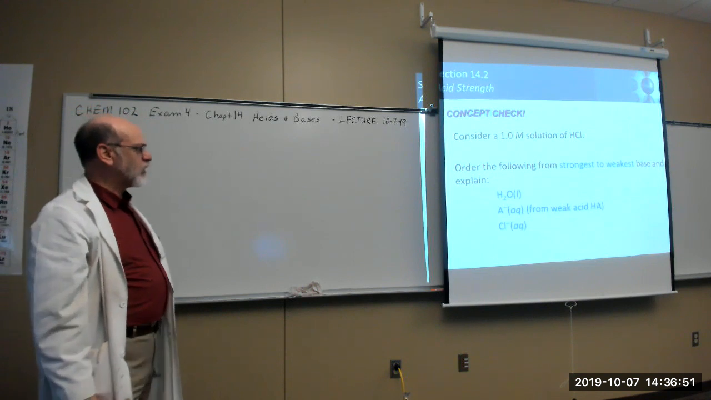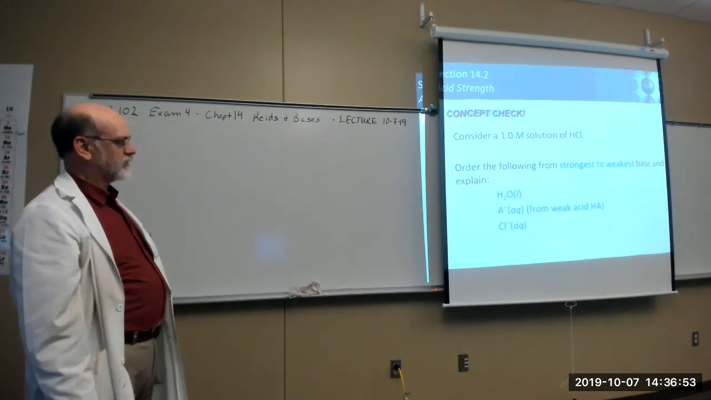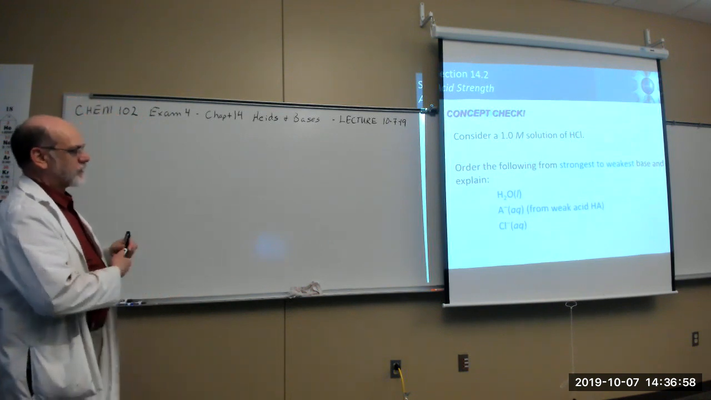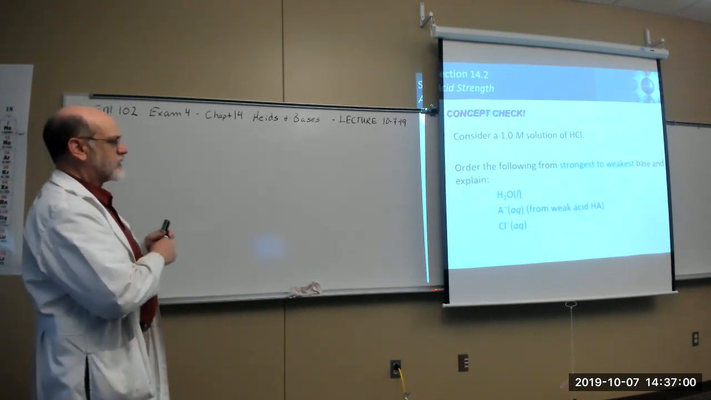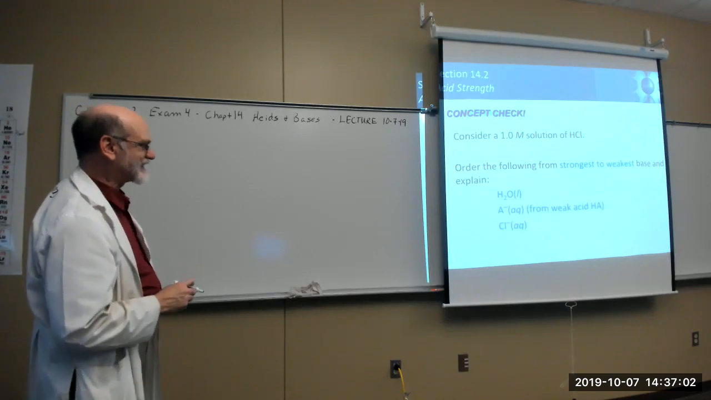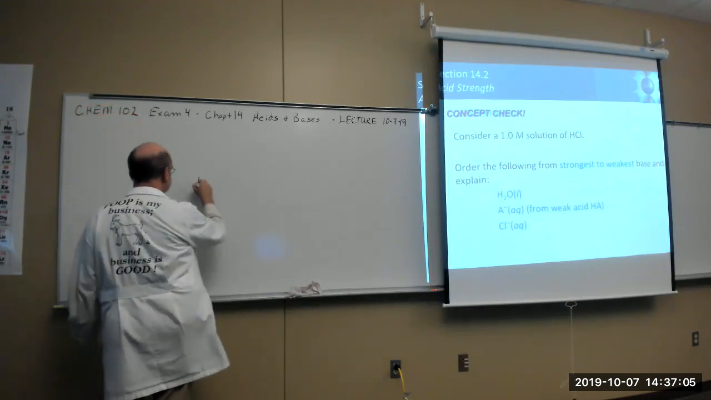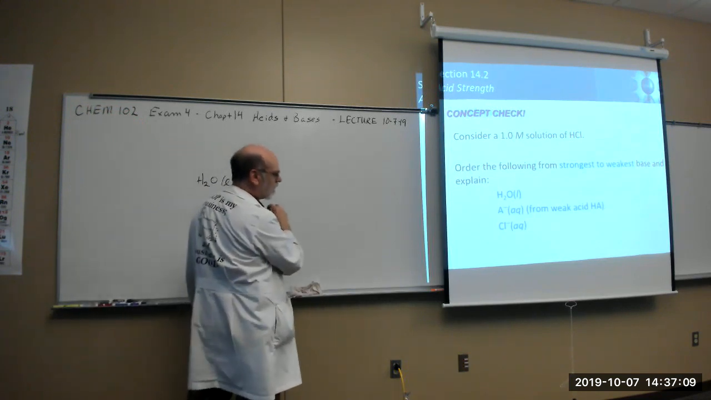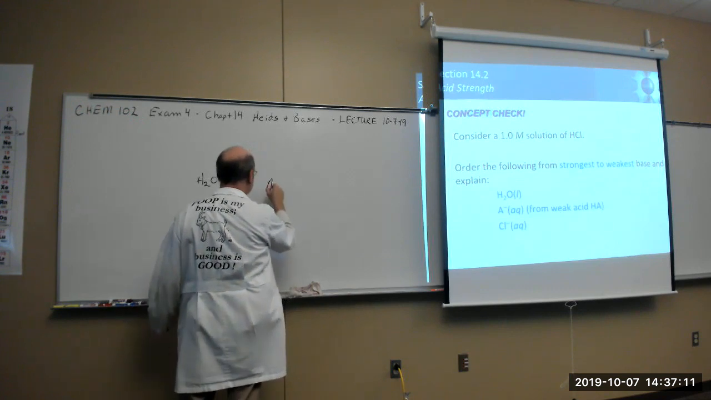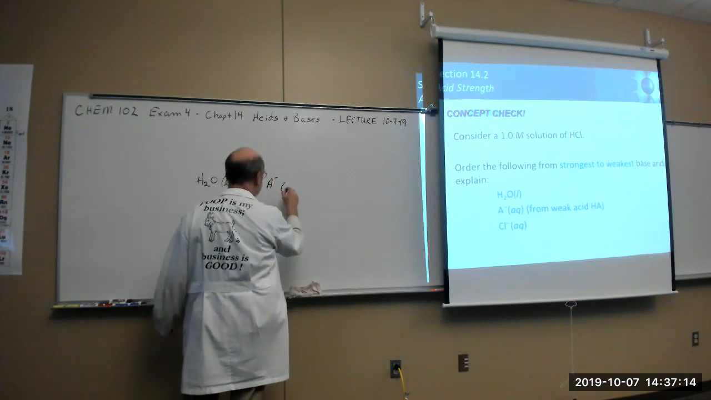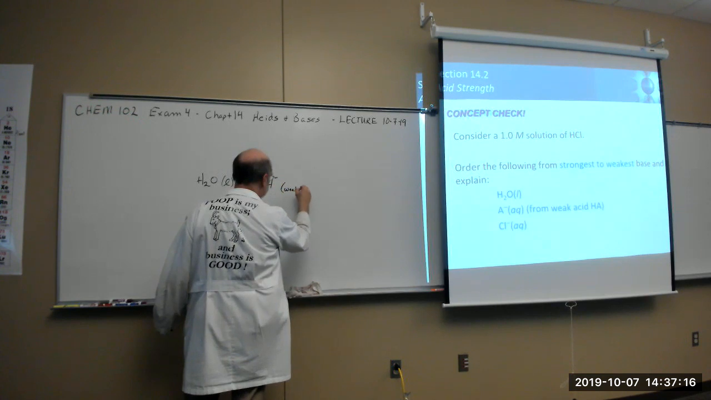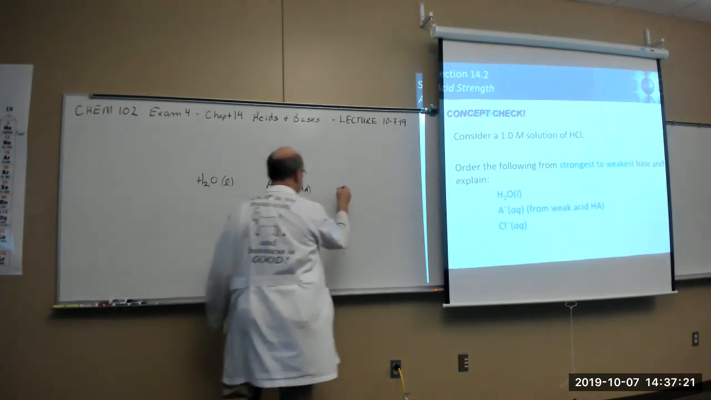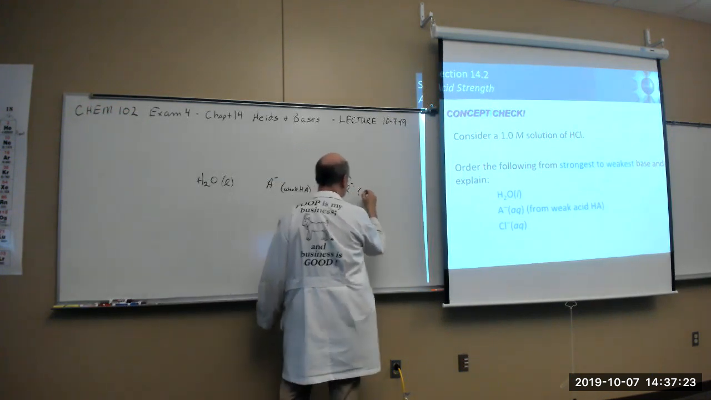So let's consider a 1 molar solution of HCl, hydrochloric acid. Let's see if we can order these from strongest to weakest base. So we've got this one to deal with, and we've got this one from a weak acid, okay? And this one comes from a strong acid.